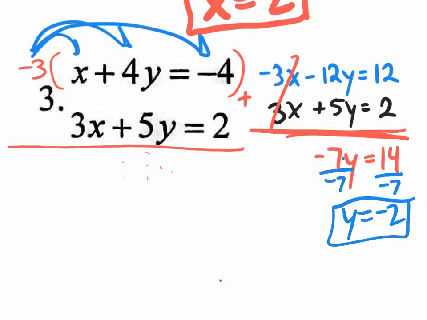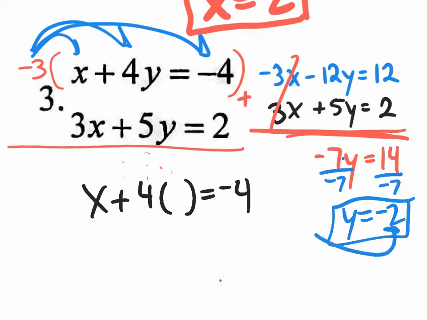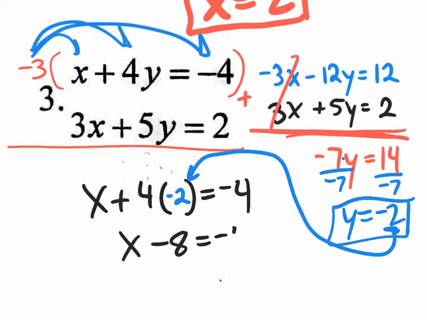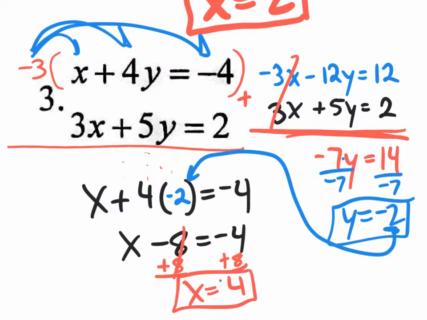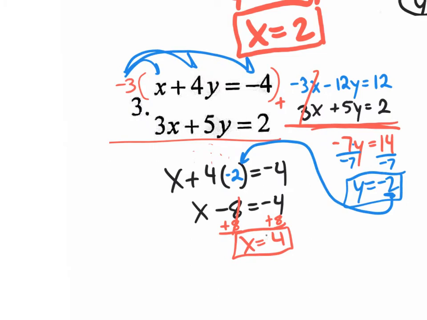What about your x? You already have your y. How do you find your x? Plug it in, right? Into any one you want. Let's plug it into the top one. Sure, why not? x plus 4 times y equals negative 4. And of course, we're going to take the y value of negative 2 and put it in parentheses where the y used to be. So I really have x minus 8 equals negative 4. So I go plus 8 here, plus 8 there. x equals positive 4. Ladies and gentlemen, we found the answer, number 3, not with substitution, but we actually found it with the elimination method.